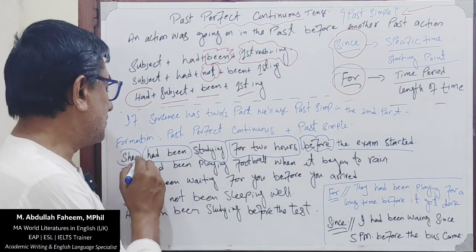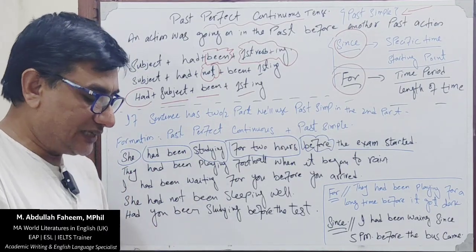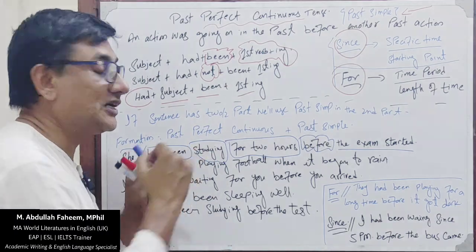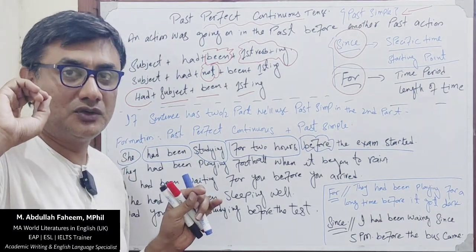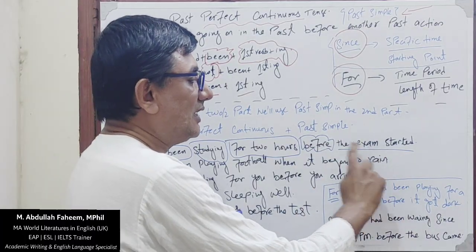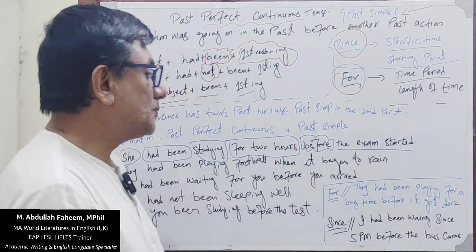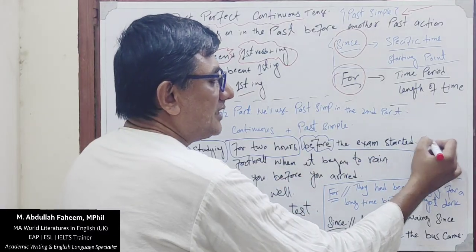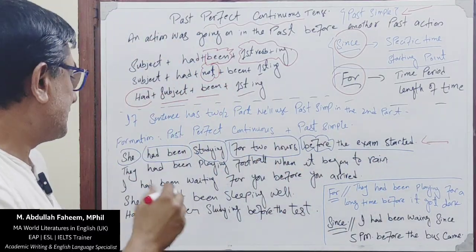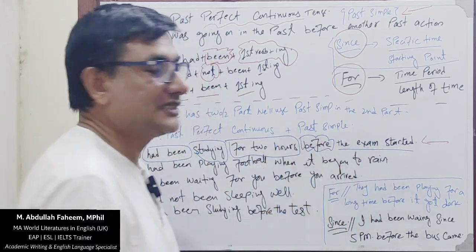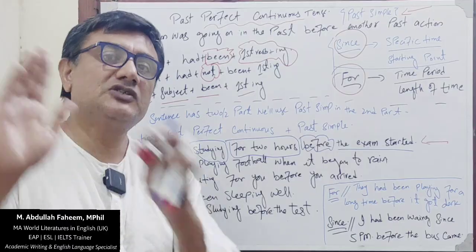This part of a sentence shows that she was already working on something, on study. So this means this was going on, this was continuing. And this is past indefinite, the exam started. This part of a sentence indicates that the exam is another activity and studying is another activity, and she was preparing for the exam, but before the exam started she was already preparing.